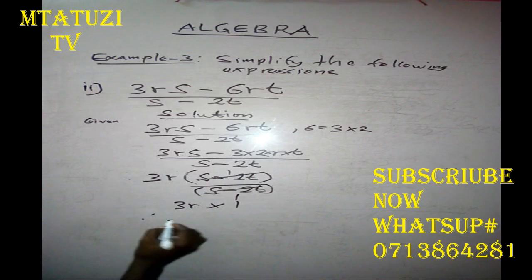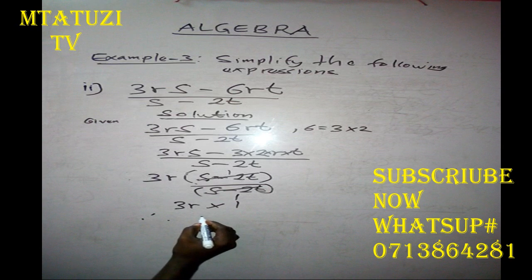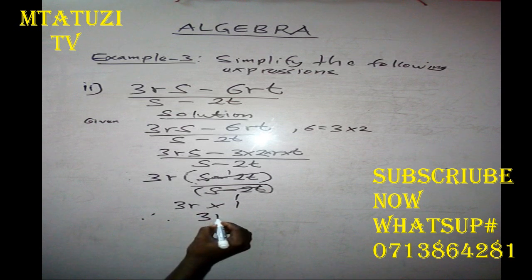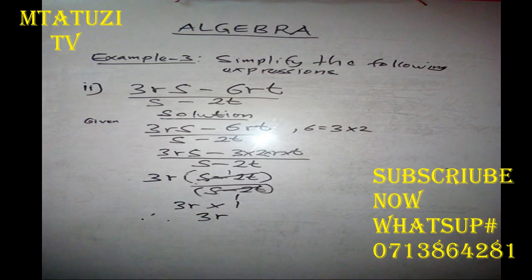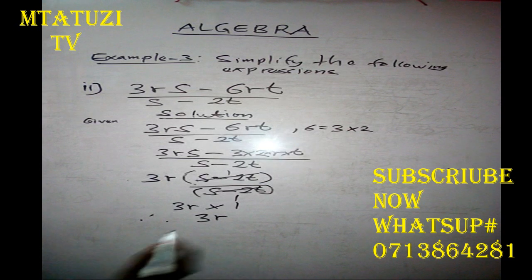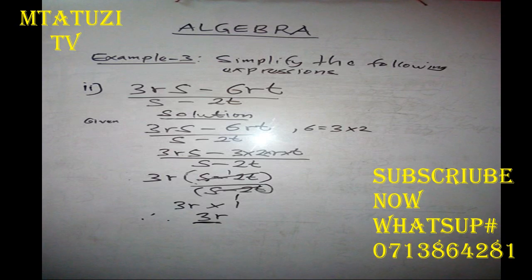So your answer will be the same as 3R times 1 is equal to 3R. So that is your answer. Your answer there is 3R. That is how to simplify an expression like this one.